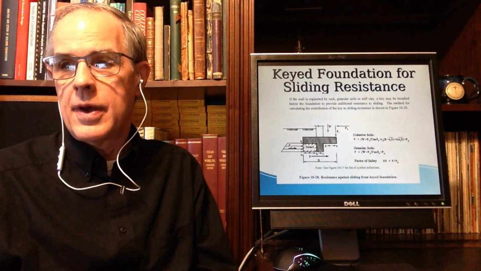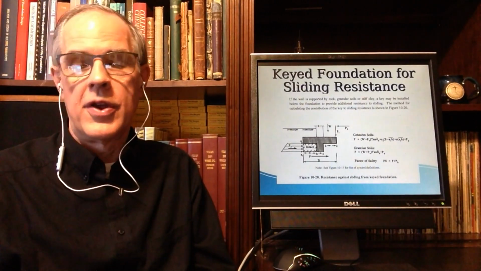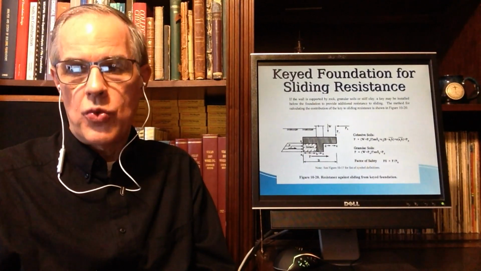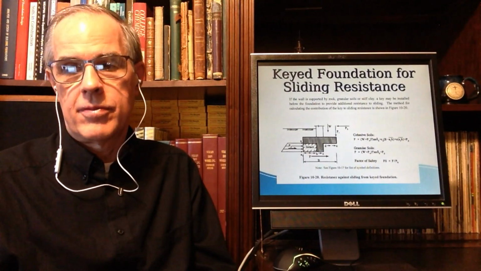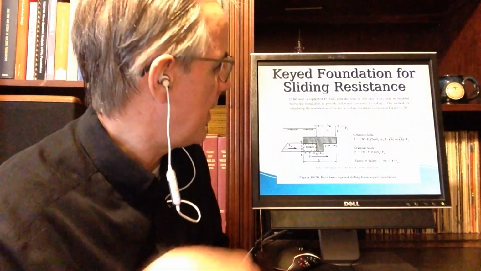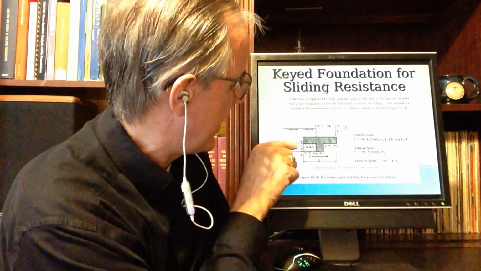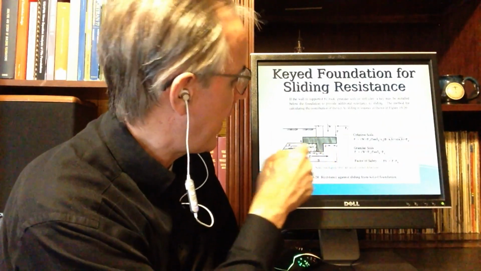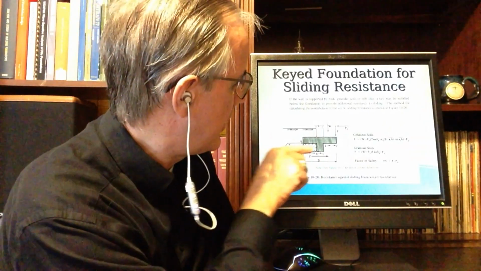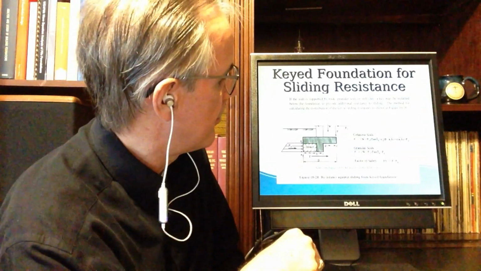Key foundation for sliding resistance. There are a number of ways of dealing with sliding resistance. One way that is very common is to use a key, and basically it is a little ridge of concrete that sticks down and creates passive pressures against it, and that adds some additional resistance in the horizontal direction.